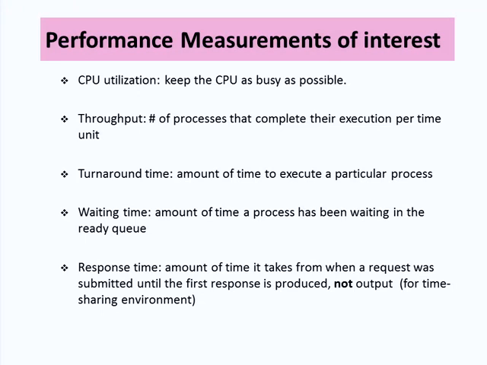So we say CPU utilization, which is the percentage of the CPU being busy. Throughput is the number of processes that have been completed in a unit of time. That might be a second or a minute, it depends on your unit of time. This is productivity. The turnaround time is the completion time, from the time the process arrived in the ready queue until it's finished.